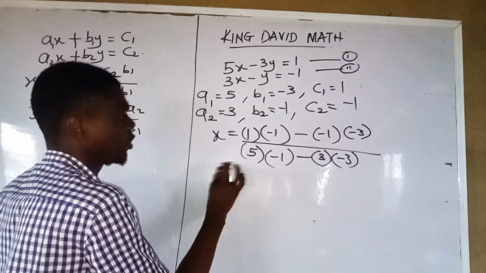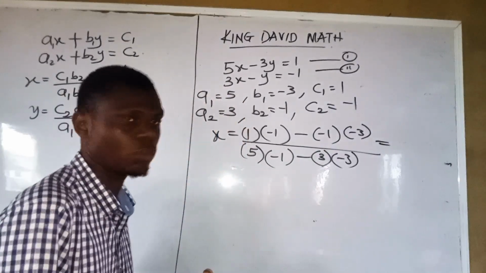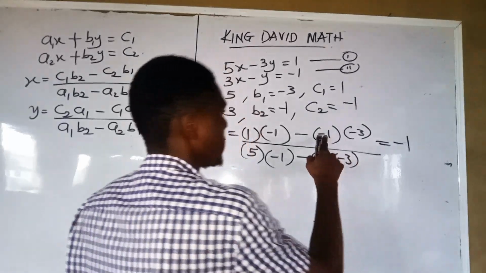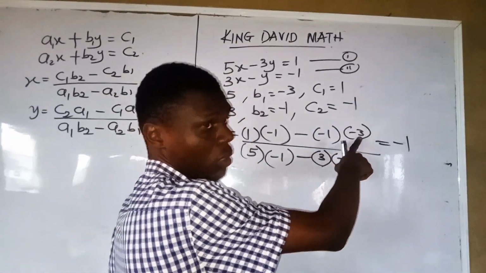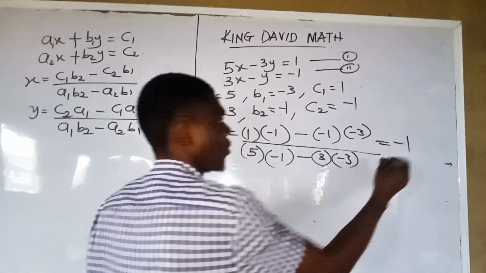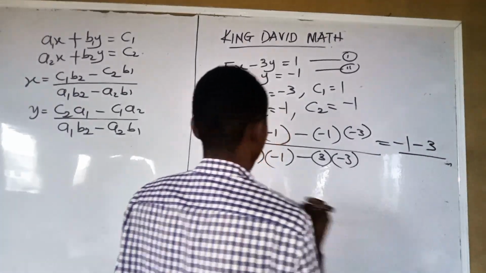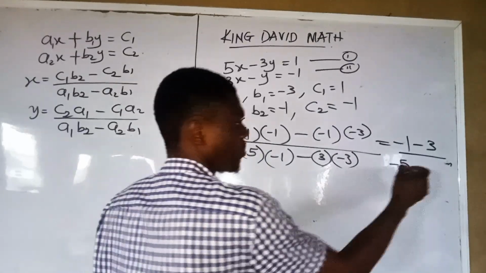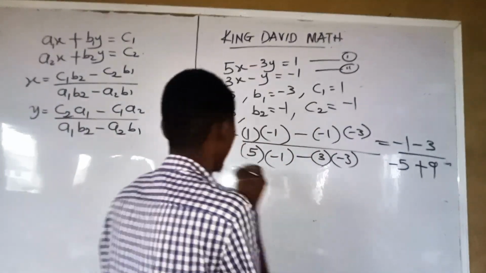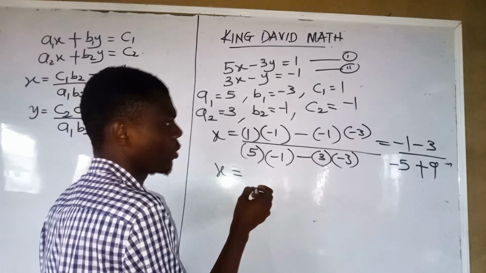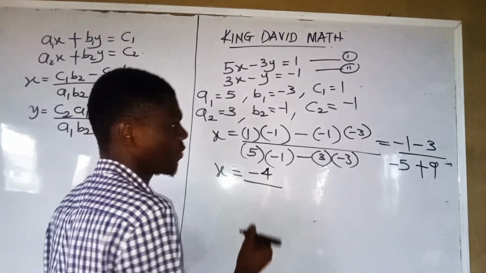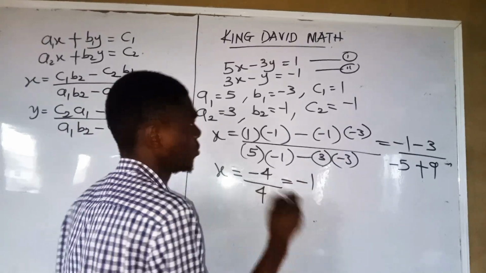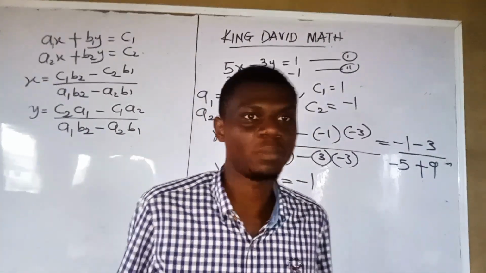After you've done that, we don't have any stress again, so we are going to simplify. 1 times minus 1 is minus 1. Then minus 1 times minus 3 is plus 3, and this is negative, so you have minus 3. Over 5 times minus 1 is minus 5, and then minus 3 times minus 3 is plus 9. So totally, I'll be having x equals minus 1 minus 3 is minus 4, over minus 5 plus 9 is 4. So minus 4 divided by 4 is minus 1. That's how easy it can be.